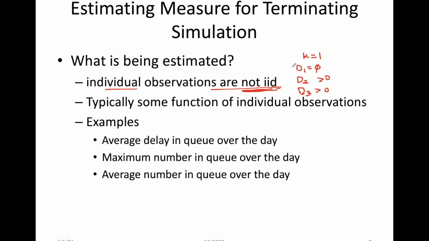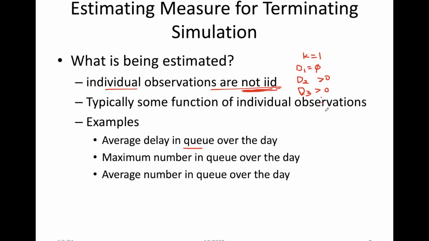Okay, so what that means is, it would be nice if these were independent and we were interested in the delay in queue, then we could just take our estimate from that one replication. The problem is we can't. And furthermore, the tricky part is, what does it mean to take the average of things that are not IID?